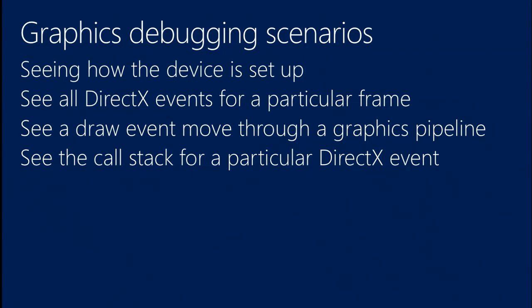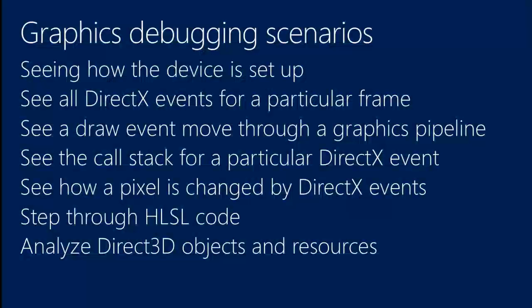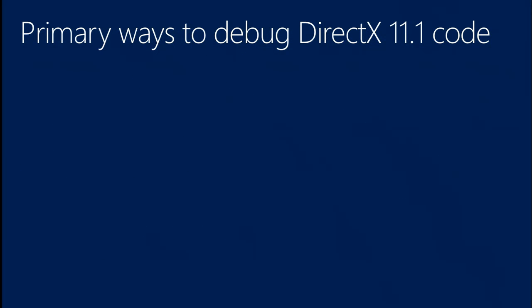The call stack. See how a pixel has changed, which is kind of neat if you've got a complex scene that you're rendering. We did not, but there are some other samples out there on the web that you can run, and you'll see a complex scene. You'll see some pixel, like on a tank or something, is just not right. And you can actually see how the pixel came to be. It's pretty detailed. And then step through HLSL code and analyze 3D objects and resources.